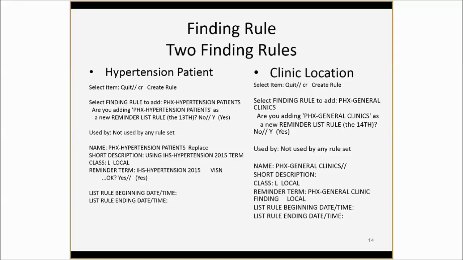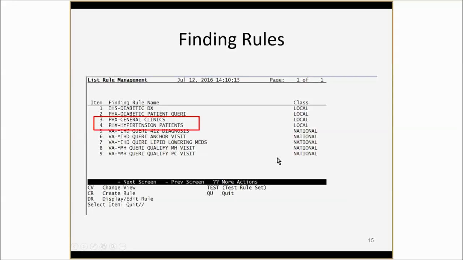So we're going to create 2 finding rules. The first finding rule will be hypertension. I want my rule to find all patients that are hypertensive. And then my second finding rule will be a clinical location. So I created a clinical location, general clinic, and I'm going to add that into my rule. So now I have 2 finding rules that I've created, one for hypertension and one for general clinic.